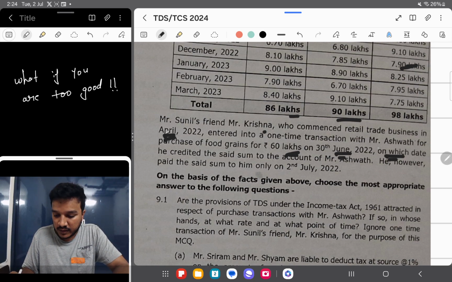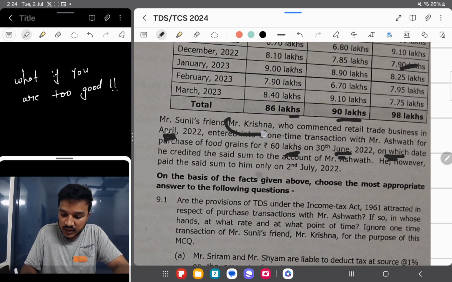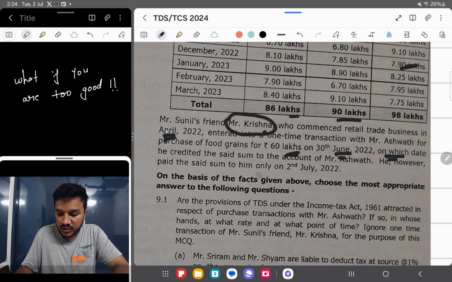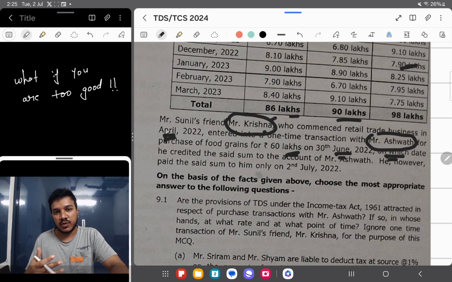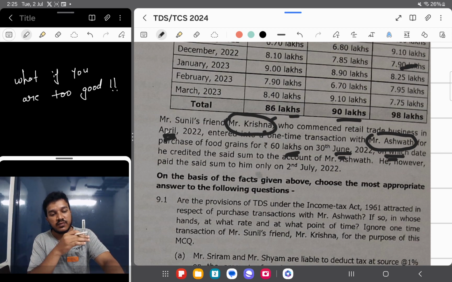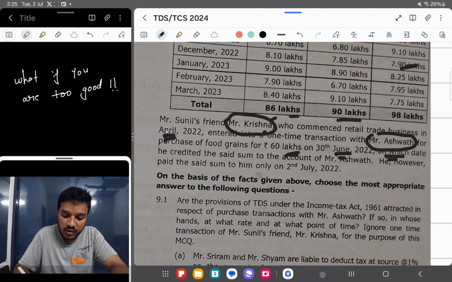He entered into a one-time transaction with Mr. Ashwath and purchased goods. So Sunil's friend Mr. Krishna is purchasing goods from Ashwath. Ashwath is a seller and Krishna is a buyer. So from the buyer's point of view, we have to look at 194Q. 194Q says that if the business is commenced in the current year, previous year turnover will be nil, then in that case 194Q is not applicable.